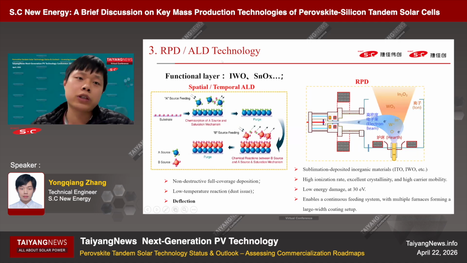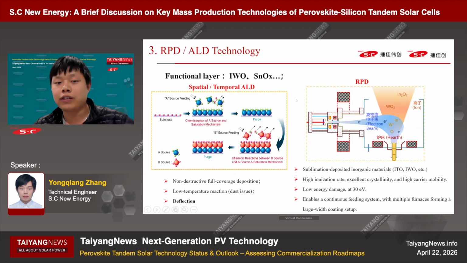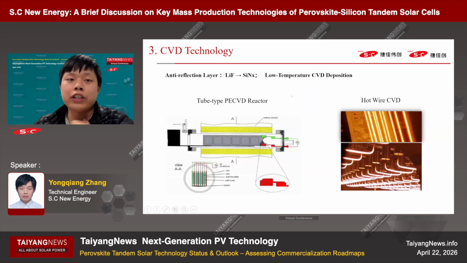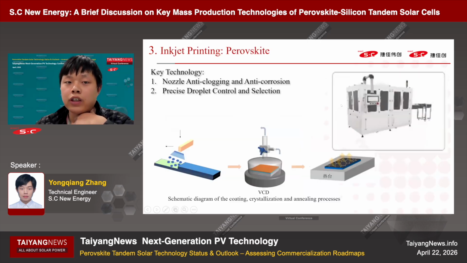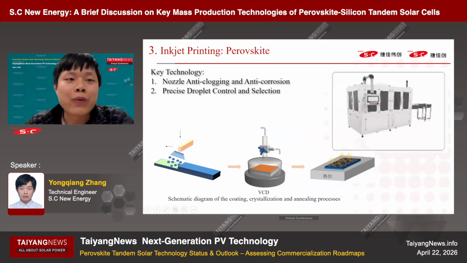And here I would like to introduce you to the RPD and ALD technology. Usually we can use these two kinds of machines to deposit the buffer layer, and for the buffer layer we can choose tin oxide. For ALD we have spatial ALD and temporal ALD. The next is CVD technology. We can use CVD to deposit the anti-reflection layer, and we have the tube type PECVD, and also the hot wire CVD.